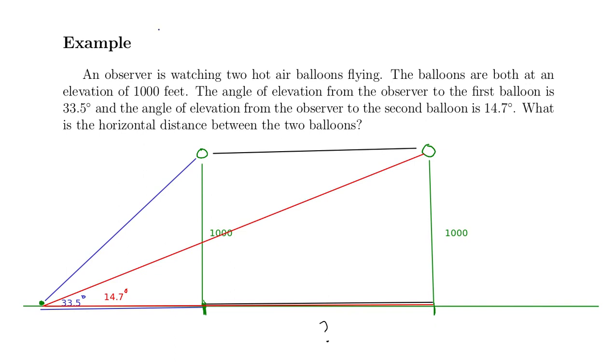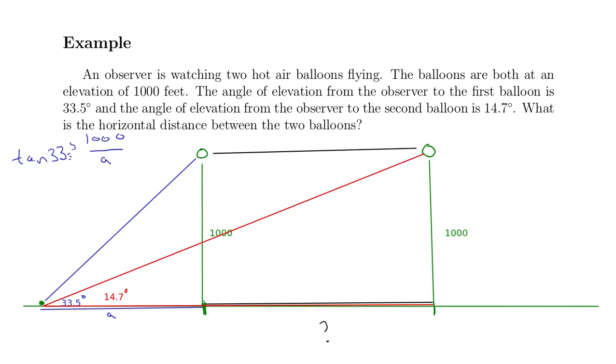So what we have is in blue, we have that tangent of theta is 1,000 over, maybe I'll call this one x. I don't want to do that. I want to call it a. It's 1,000 over a. And I should change that from tangent theta, shouldn't I? That's tangent of 33.5 degrees specifically.